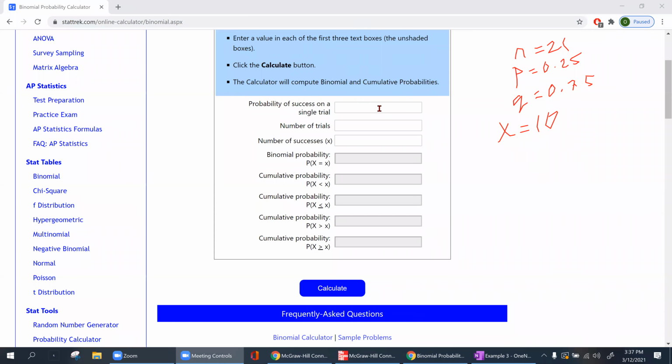And here's what I'm going to plug in. For the first box, the probability of success on a single trial, that's just going to be the probability of success, p, which is 0.25. You're not going to be using q, since we know q is just 1 minus p, so the calculator takes care of that for you. The number of trials we know was 21, that's our n, and the number of successes is 10.